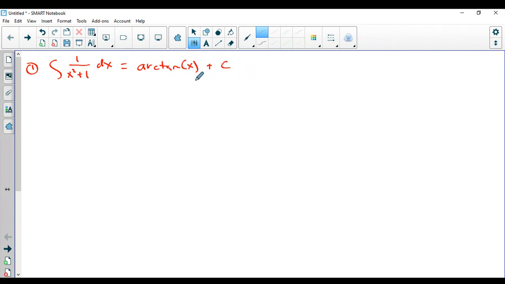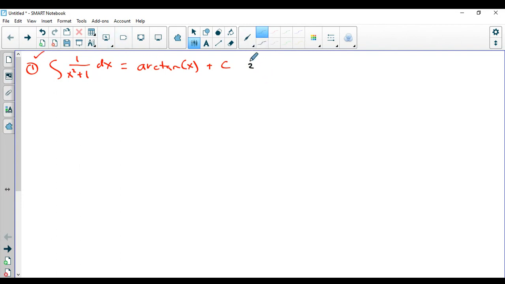So what did I just find? I found a family of functions differing by a constant such that if I took the derivative of this, I would get 1 over x squared plus 1, which should make sense because the derivative of a sum is a sum of the derivatives. The derivative of a constant is 0. That's why you add that. And the derivative of arctan of x is 1 over x squared plus 1. So easy breezy, question 1.